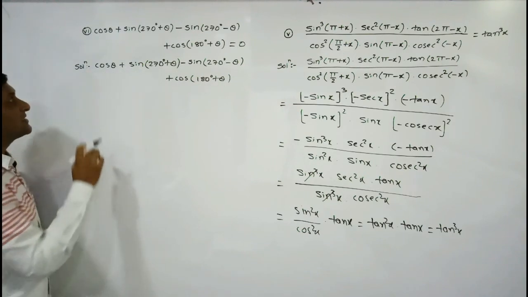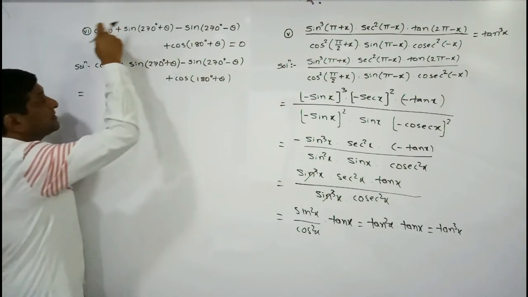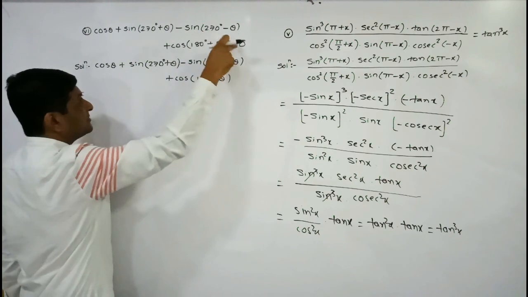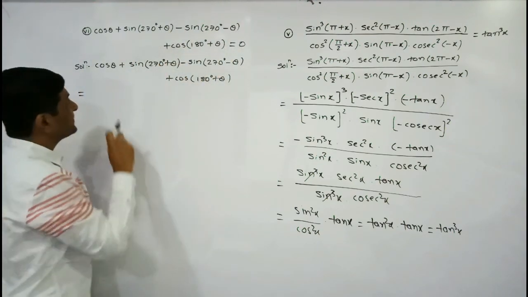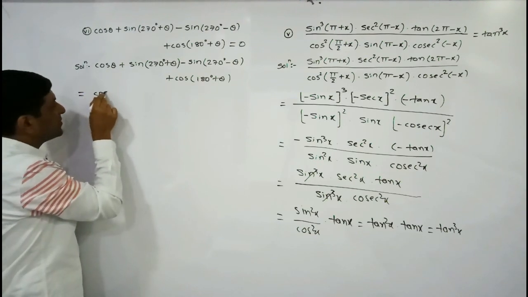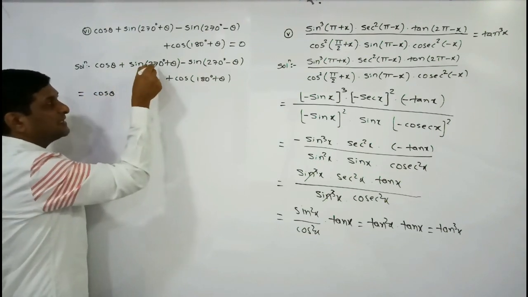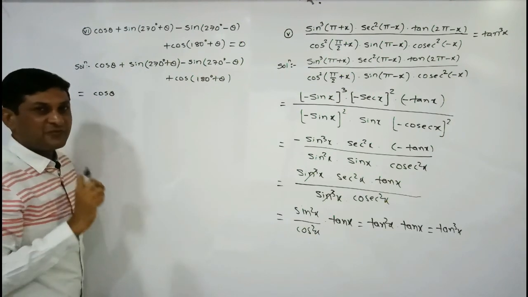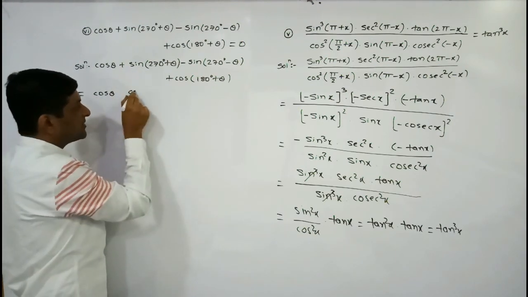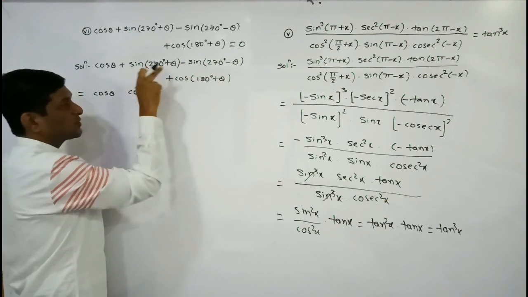Now observe the next example. In the next example, here we have to show that the value of this expression is equal to 0. So let us simplify this expression. So cos theta, keep it as it is, sine 270 means what? 3 pi by 2, and we know that if the first term is 3 pi by 2, sine will get converted into cos, so our answer is cos theta.